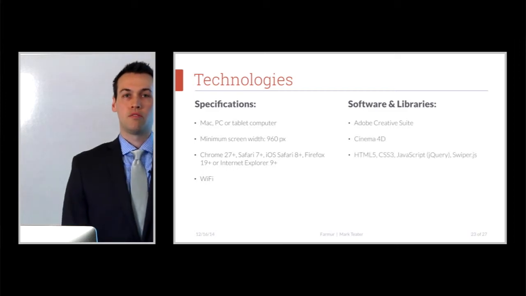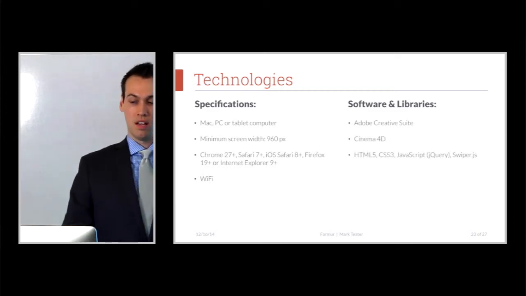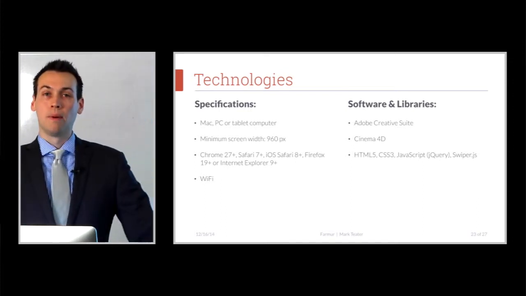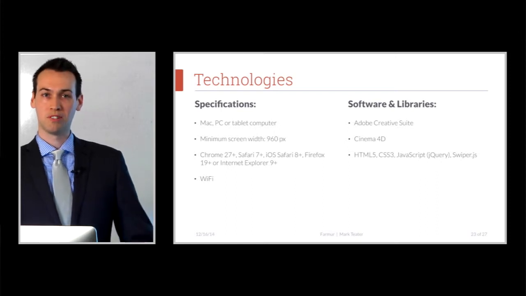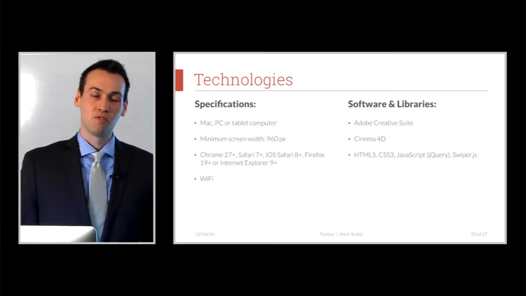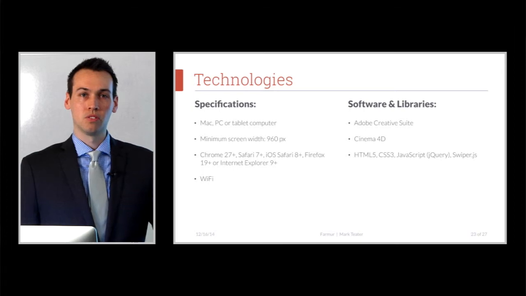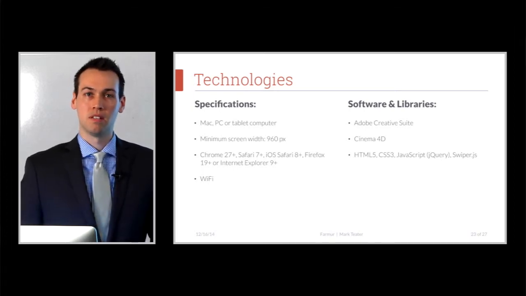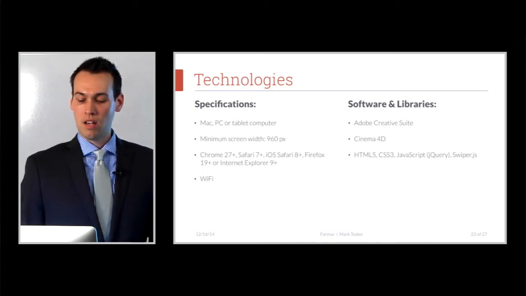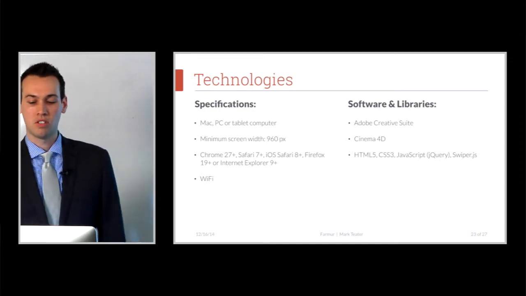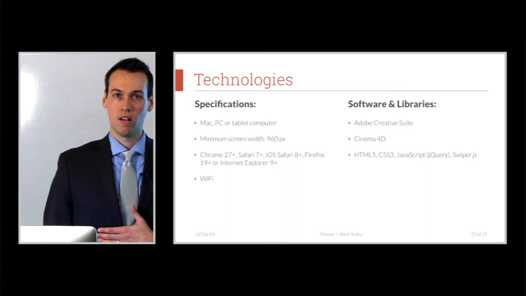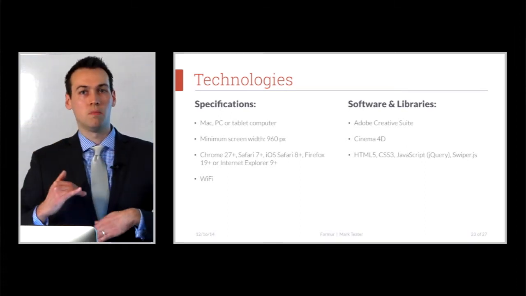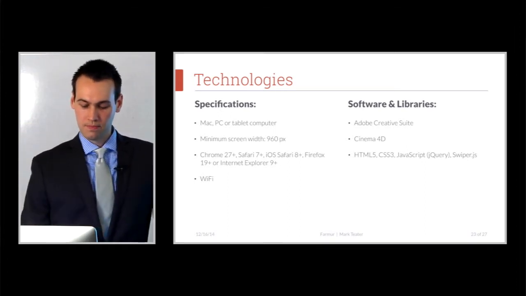Software that I used to create Farmur in general was, first off, the Adobe Creative Suite. Adobe Creative Suite has been open on my computer for about 3 years straight, only closing when I restart my computer. I used Cinema 4D to create models for little airplanes and different elements and animations in the video. I used HTML5, CSS, JavaScript, a little bit of jQuery, and Swiper.js, a library that allows me to do the interactions between the pages and tell me where I'm at.